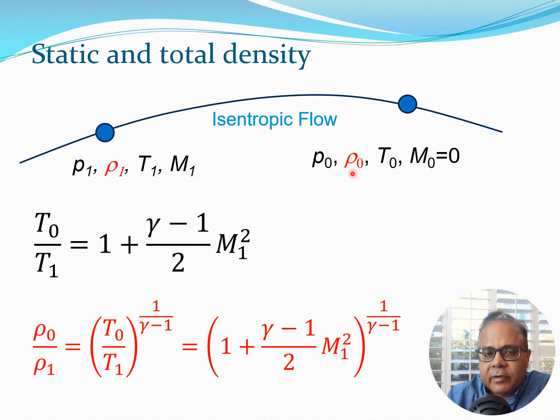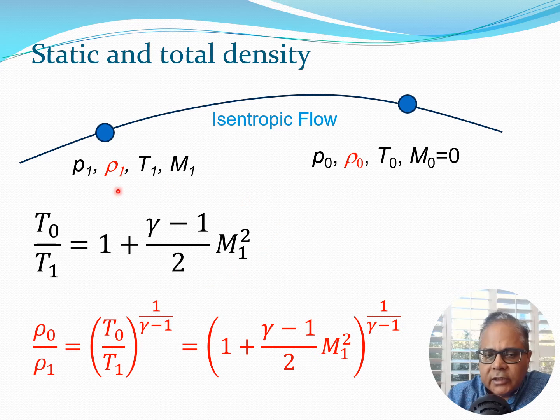And so what has happened is that the flow has been brought to a standstill or a stop at this point 0. So essentially this is a condition which we have seen before. This is something which lets us calculate the total quantities which are P0, rho 0, T0 and so on. And obviously if we have brought the flow velocity to 0, the Mach number at that point is 0 because Mach number is velocity divided by speed of sound.